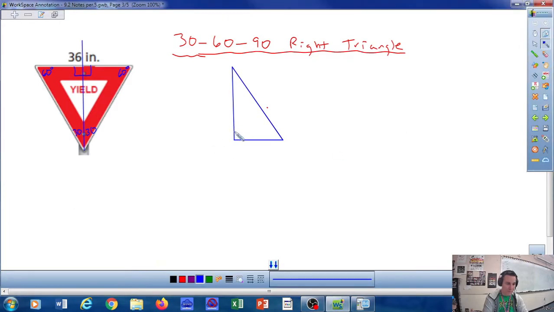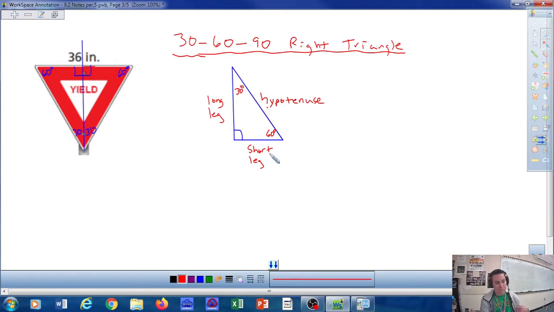So I'm going to label all these for you because all of them are different. So this is the short leg. This is what I call the long leg. And this one over here, we always know, is the hypotenuse across from the 90-degree angle. So which angles are which? Well, this is the bigger angle. So this is 60 degrees and this one is 30 degrees.